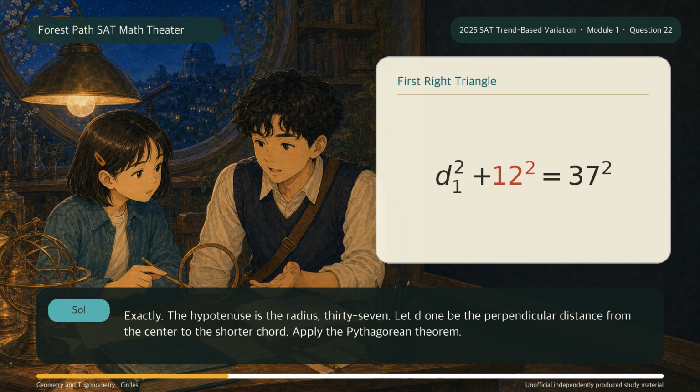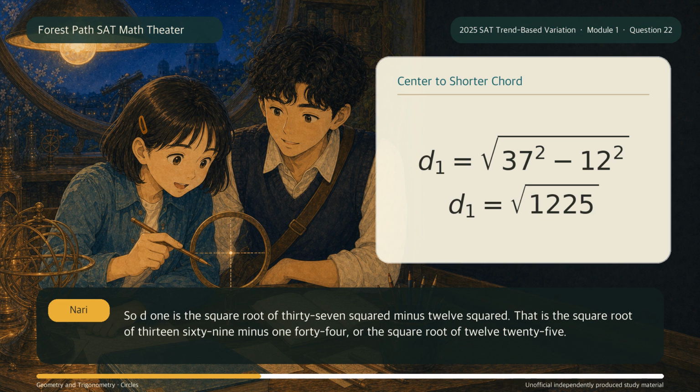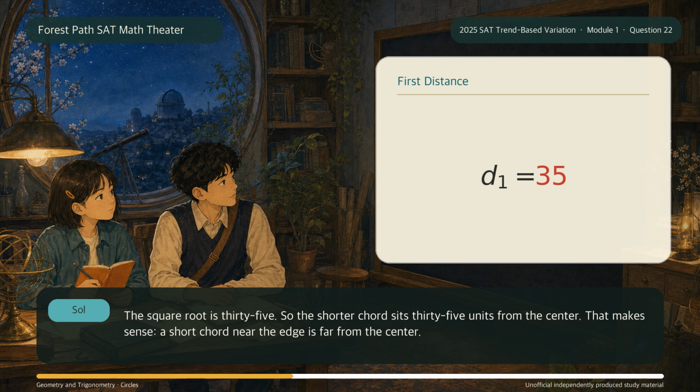Let D1 be the perpendicular distance from the center to the shorter chord. Apply the Pythagorean theorem. So D1 is the square root of 37 squared minus 12 squared. That is the square root of 1369 minus 144, or the square root of 1225. The square root is 35, so the shorter chord sits 35 units from the center. That makes sense. A short chord near the edge is far from the center.